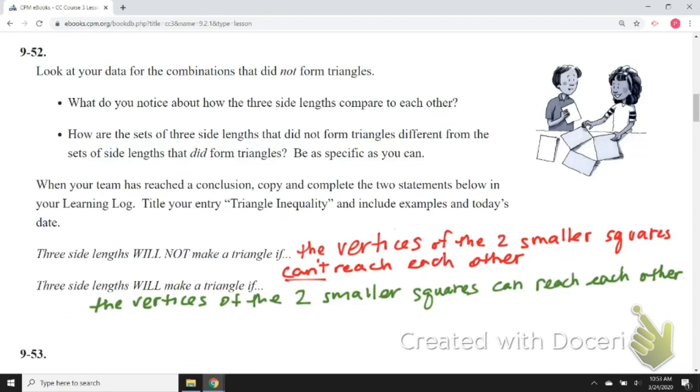Like I said, the T-Rex arms cannot give itself a high five, then it's not going to form a triangle. The 3 sides will make a triangle if the vertices of the 2 smaller squares can reach each other. Emphasis on can. Okay? All right, let's go ahead and move on to the next question.